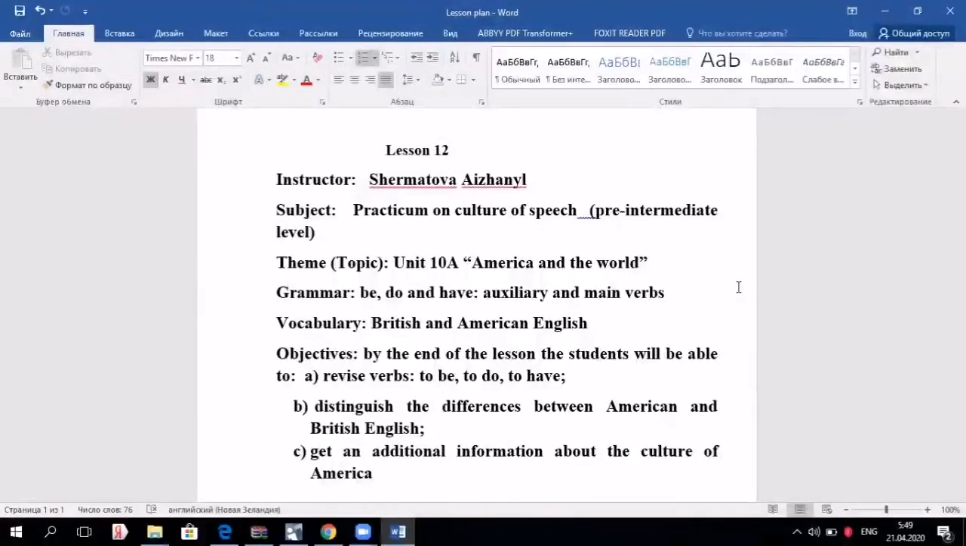By the end of the lesson, the students will be able, first, to revise the verbs to be, to do, to have. Second, students will be able to distinguish the differences between American and British English. The third one is to get additional information about the culture of America.